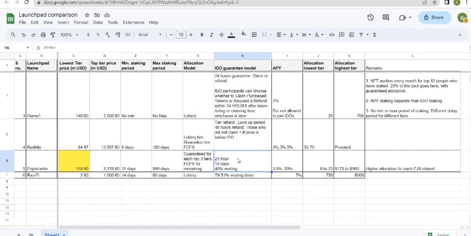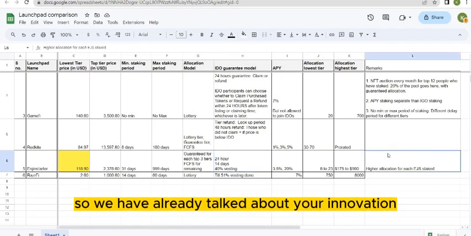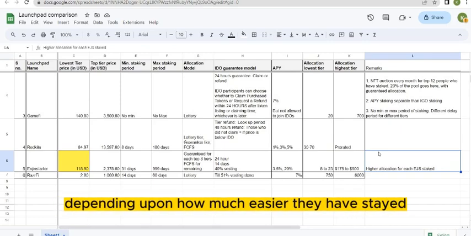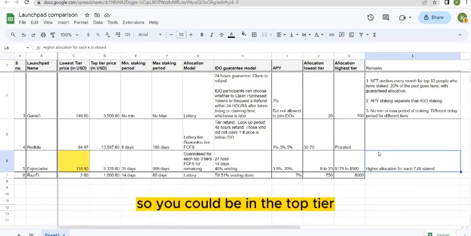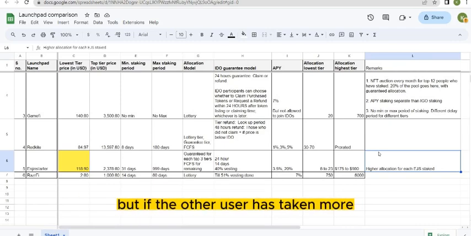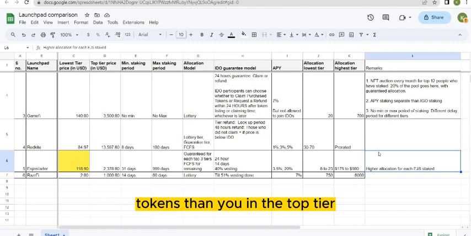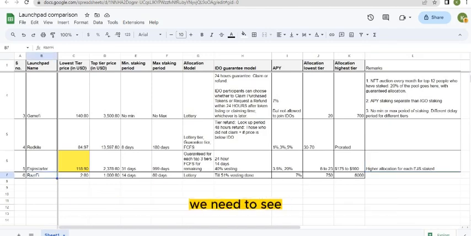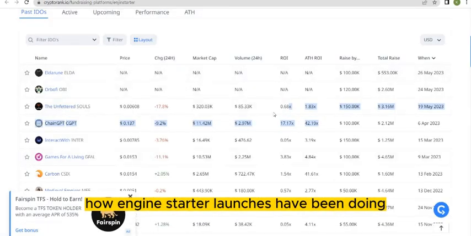So we have already talked about their innovation: each EGS staked is powerful. Users in the same tier are distinguished from each other depending upon how much EGS they have staked. So you could be in their top tier, but if another user has staked more tokens than you in the top tier, then that user will get more allocation than you. We need to see how Enjinstarter launches have been doing.